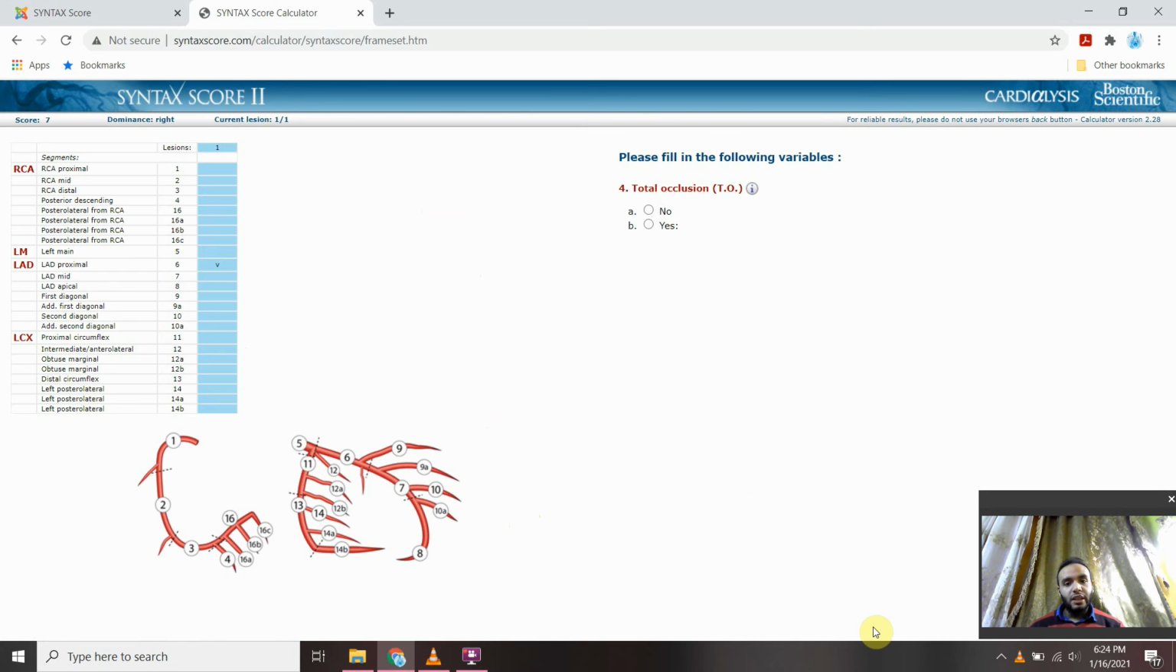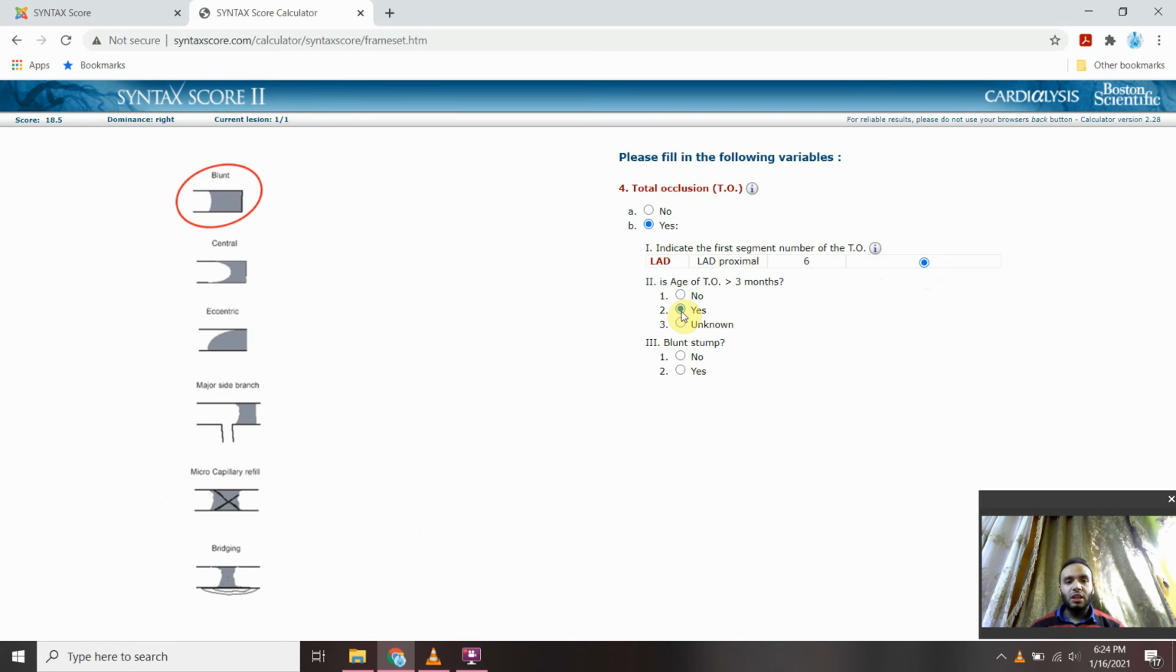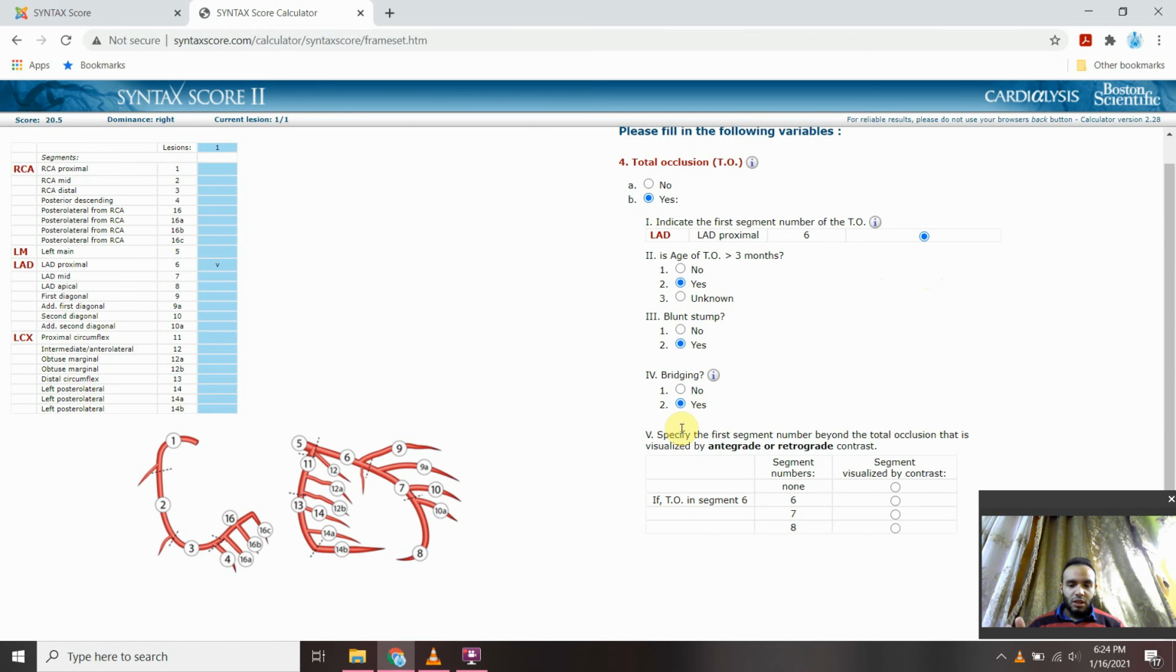If you choose yes in total occlusion, the system would further ask you 6 more questions. So let's try with yes. More than 3 months, it's a chronic CTO. Yes. Blunt stump, it's not tapering. Bridging between the proximal and the distal to the stenotic lesion. Yes.